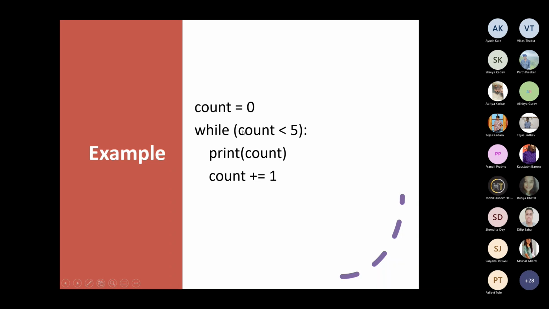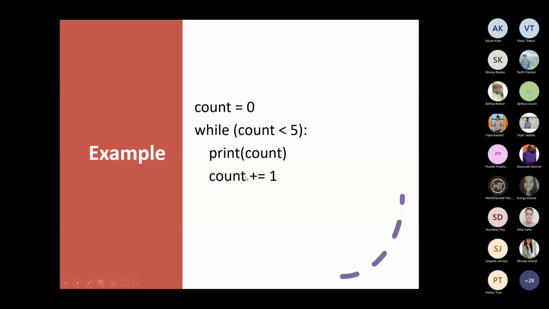So it will go to the while condition. Now it won't go to the initialization. It will go to the while condition. Now what is the value of count? 1. Is 1 less than 5 or not? Yes. Print the value of count. 1 will get printed. Now next, what will be the value of count?